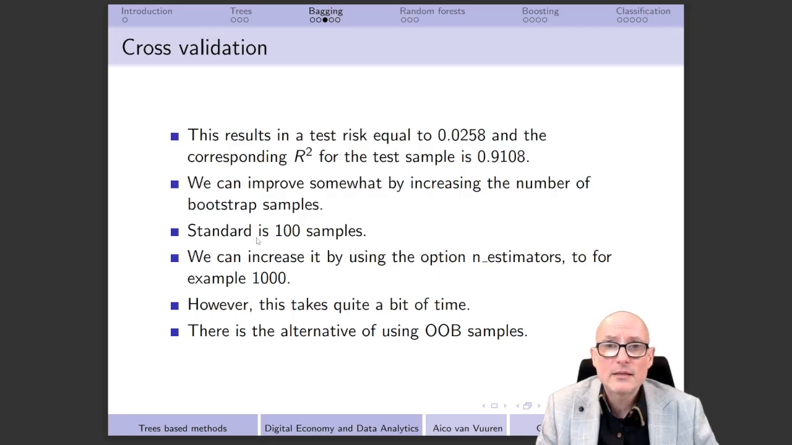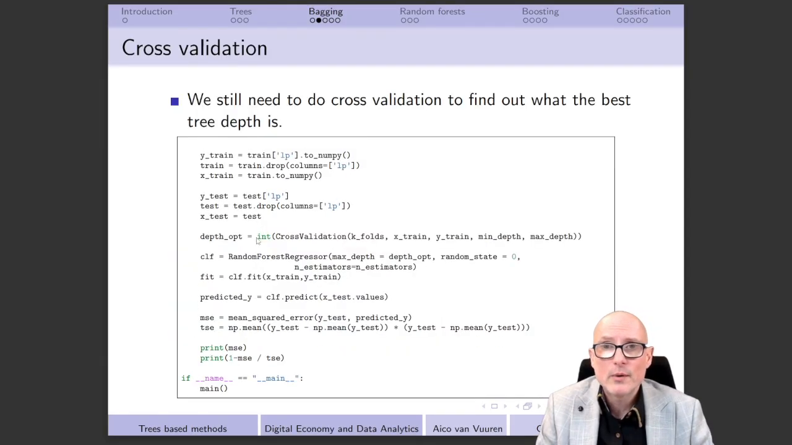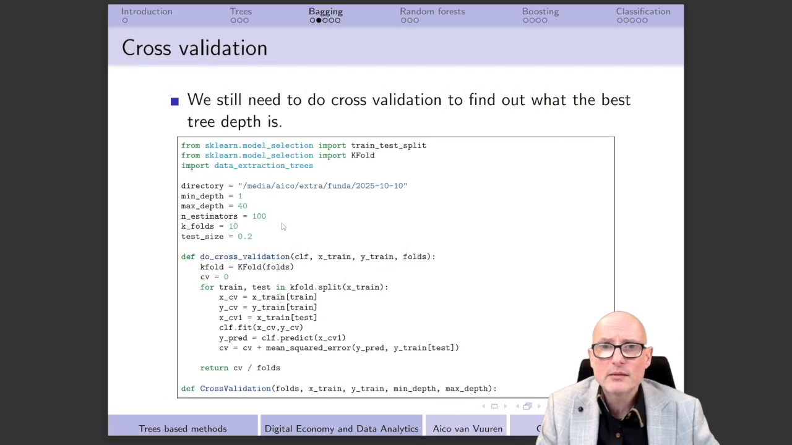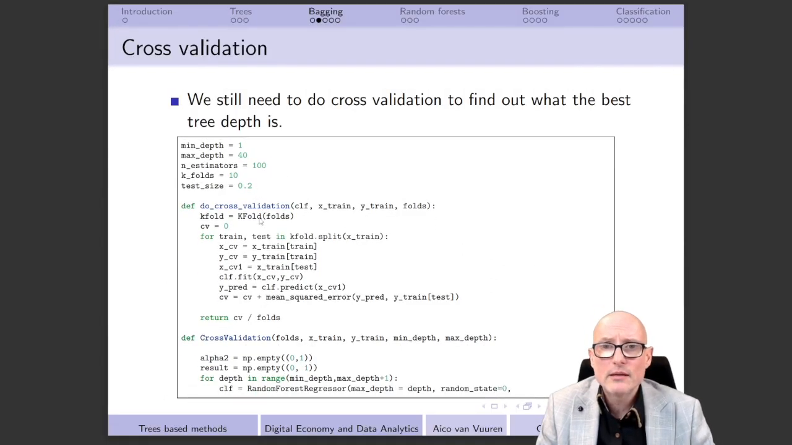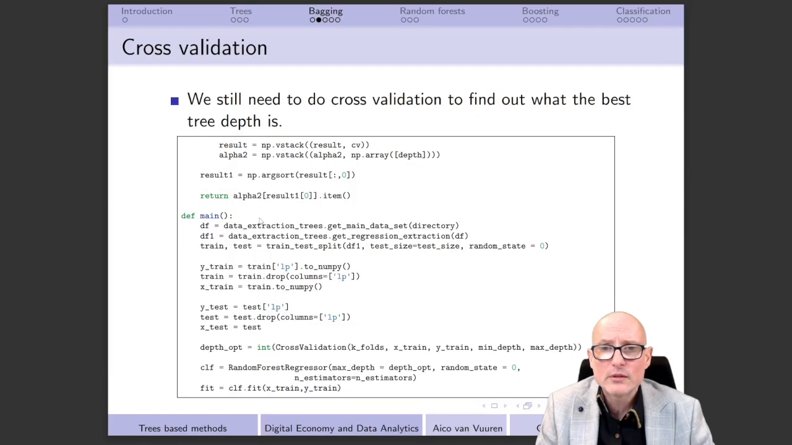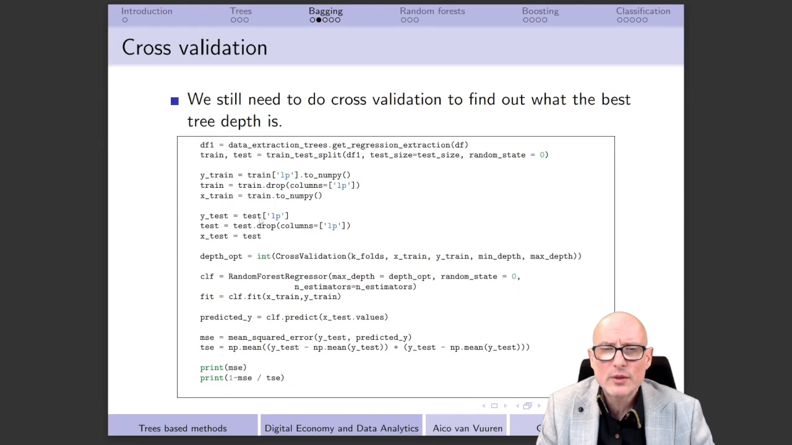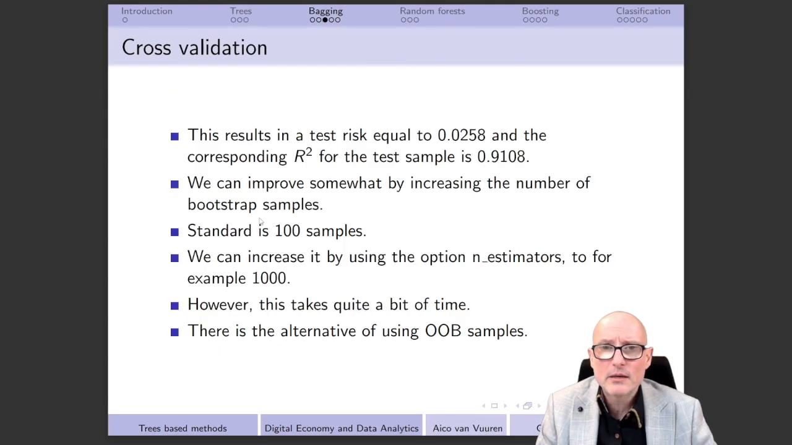As I already said, that is standard equal to 100, but based on this constant that we have over here, we can increase it a little bit. If we are going to do so, then we can, for example, increase it to 1,000. The difference, as I already said before, is not going to be that big, but we are going to be able to improve a little bit. However, the bad thing with respect to this is that this actually takes quite a bit of time if we are going to increase it from 100 to 1,000.